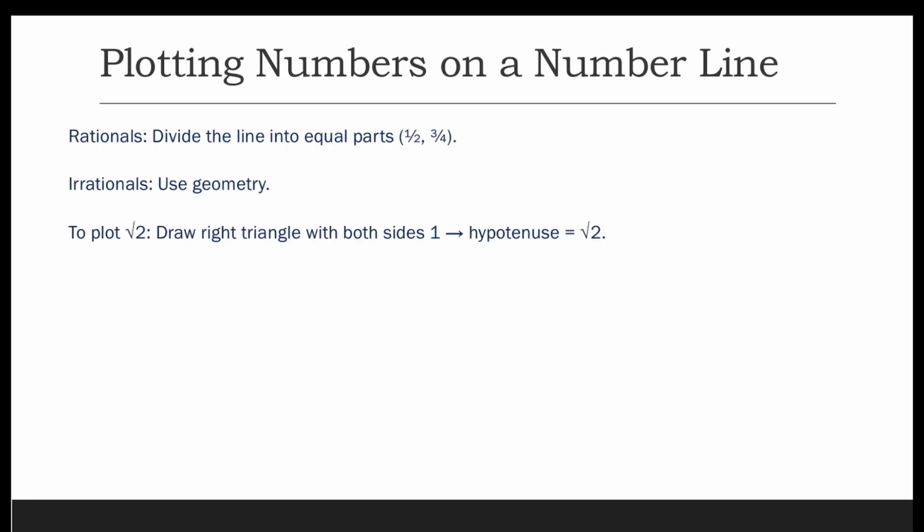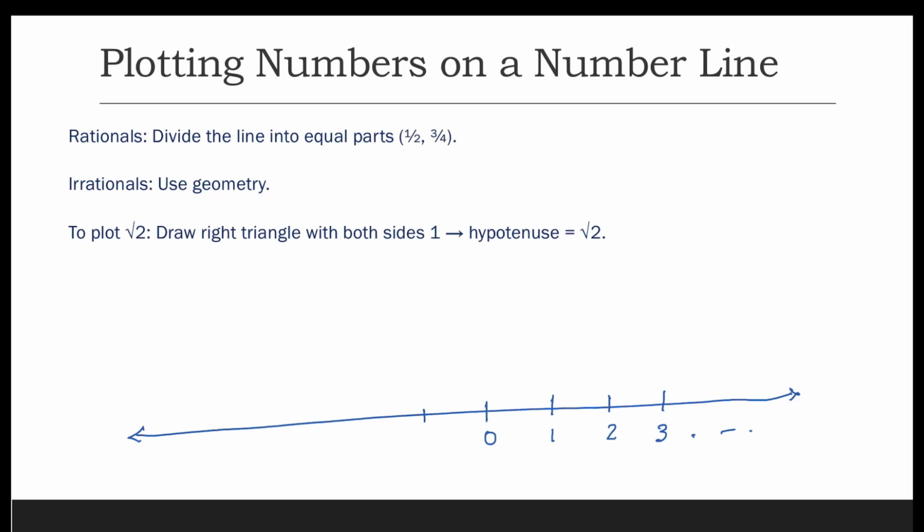Now, plotting numbers on a number line. So you know the number line, right? The number line looks something like 0 in the middle, then 1, 2, 3, and so on. And on this side, -1, -2, -3, and so on. Now, if I have to plot 1 by 2, 1 by 2 will be between 0 and 1. And 1 by 2 is half of this, so it will come in between, exactly half.